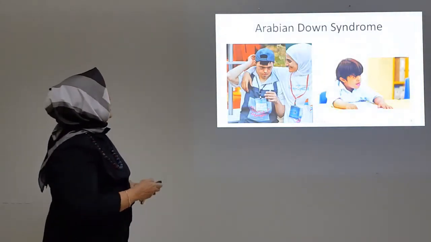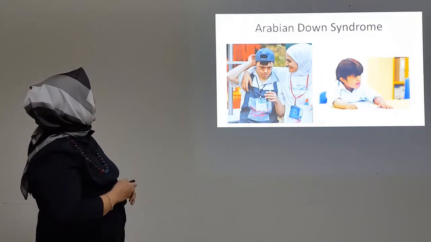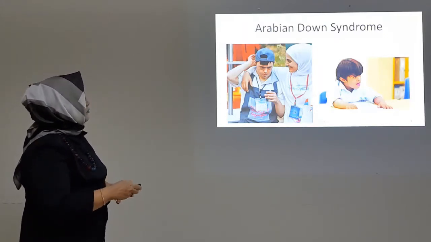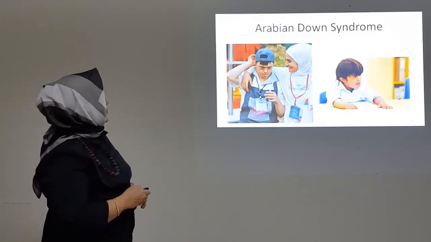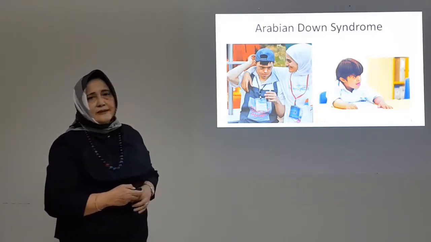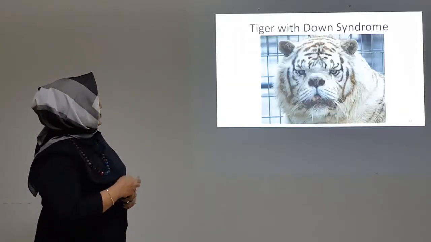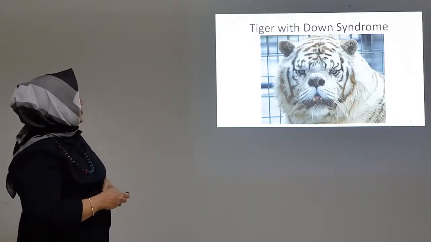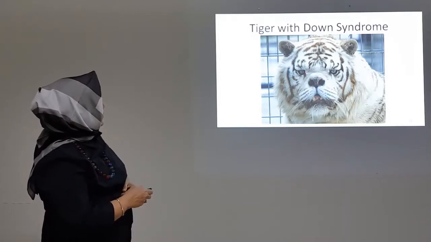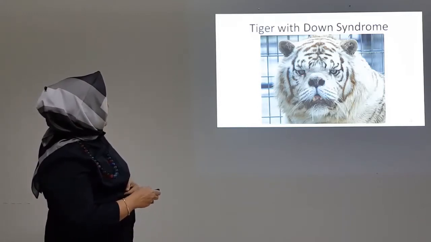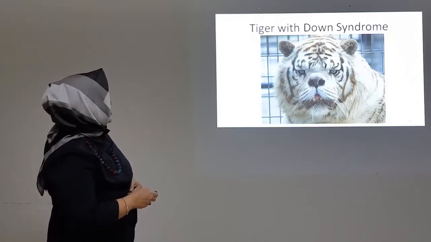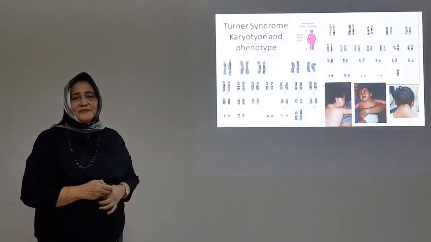The next one. This is the example of Arabian Down syndrome. Yeah, they have the same also feature like other Down syndrome from different countries. And this is just joke. The tiger with Down syndrome, they have also depressed nasal bridge and also up-slanting eyes and also small nose. Next one.